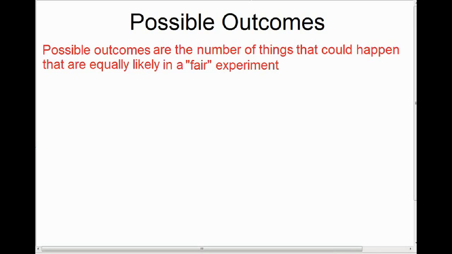So, for example, if we're talking about what the weather is going to be like tomorrow and whether or not it's going to rain, well, if we think of those two things that could happen as possible outcomes, they're not equally likely. Whether or not it's going to rain depends on a lot of factors, and there's not always an equal chance of rain or no rain. So that would not be a fair experiment, because those outcomes are not equally likely.